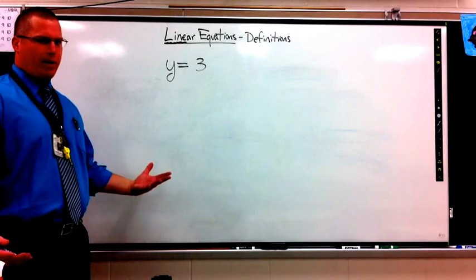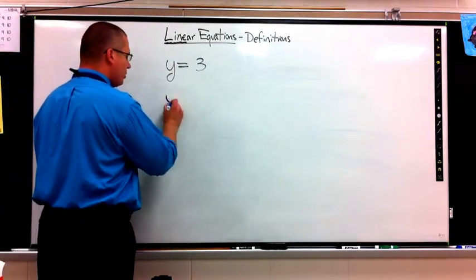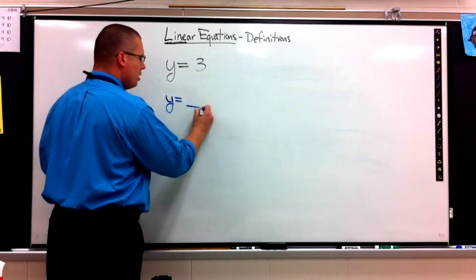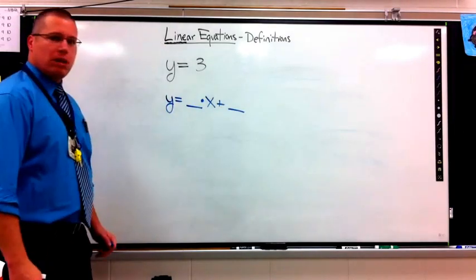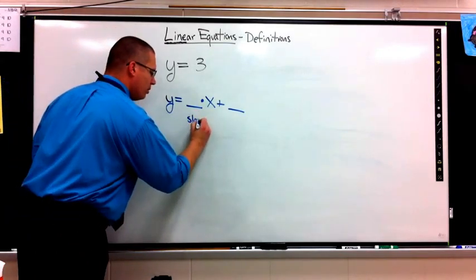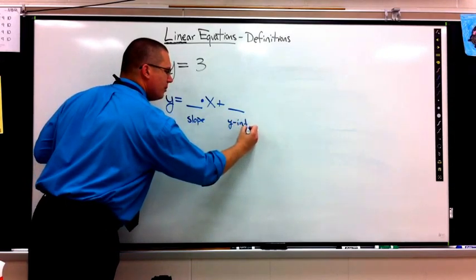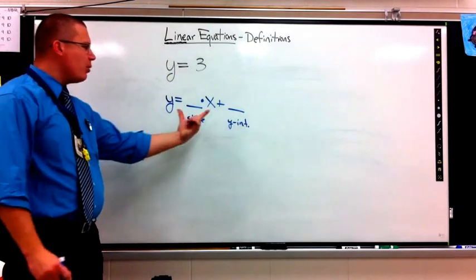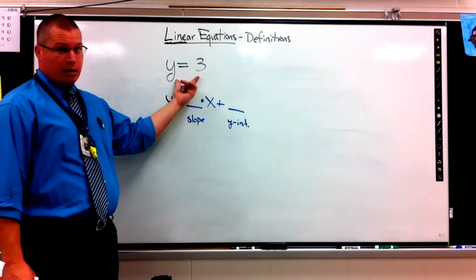People look at this and say, wait a minute, this doesn't look like what it's supposed to. Every line is supposed to look like this: y equals something times x plus something. And I say, you're right. This always is my slope. This always is my y-intercept. So yes, every equation should look like this. The problem is some only look like this.